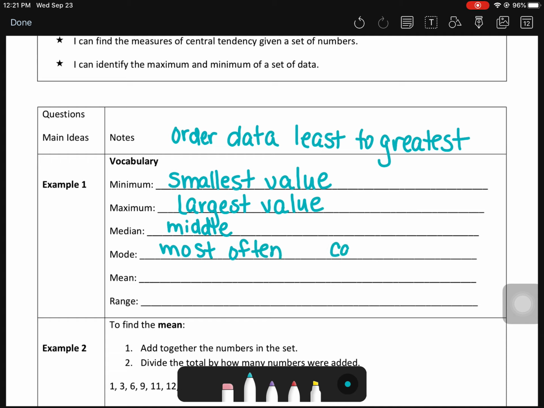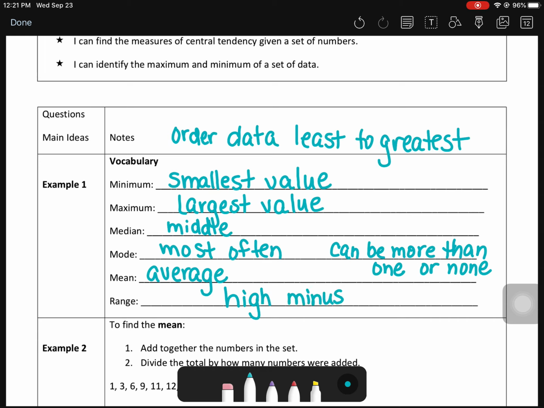There can be more than one mode. For example, if there were 2 2s and 2 3s, we could have more than one mode, or there might be none at all if every number occurs the same amount of times. The mean is the average, and the range is the high, or the maximum, minus the low, or the minimum.